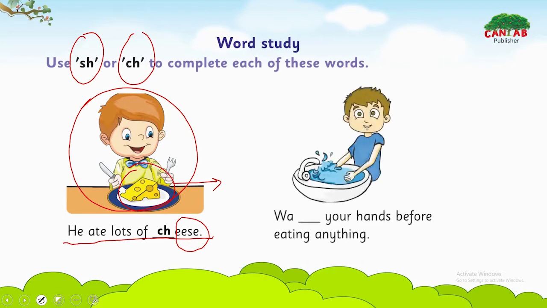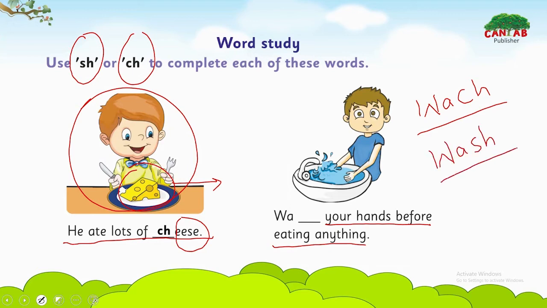The next example is: dash your hands before eating anything. What is he doing? WA dash. What will be the answer? Watch? Wach? What does it mean by watch? Now, we put SH, sh. That is wash. Yes. So the right answer is he is washing his hands. So, wash your hands before eating anything. So the digraph sh will be used.